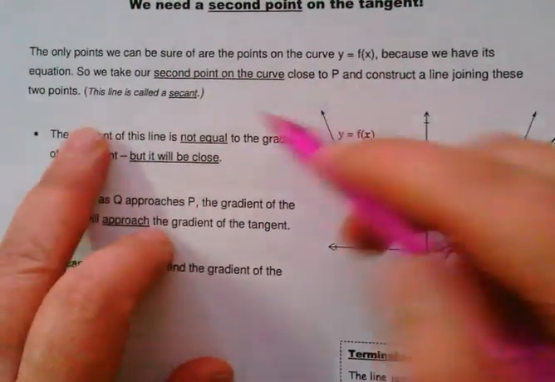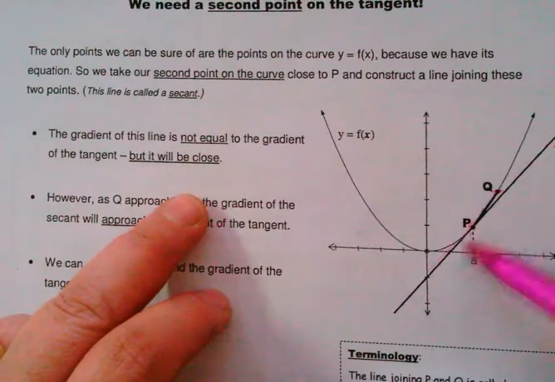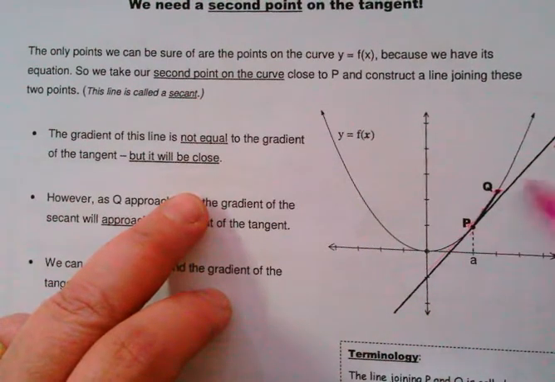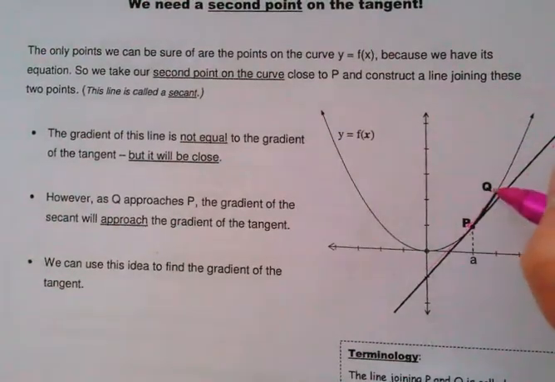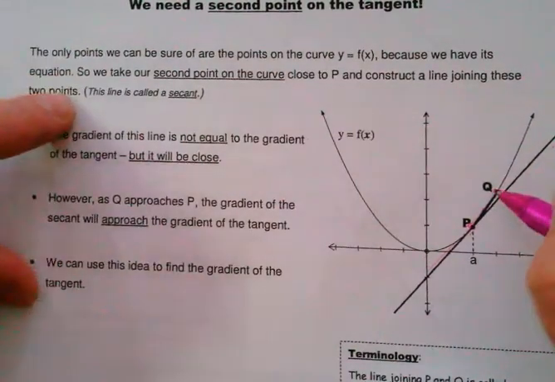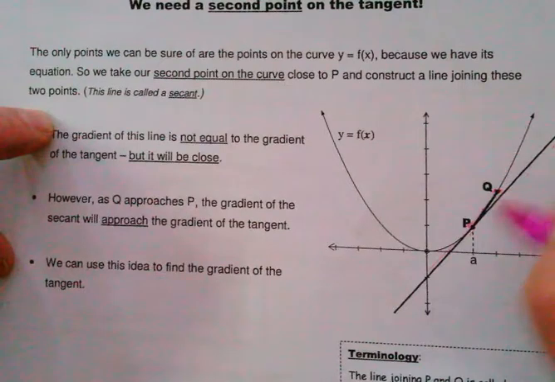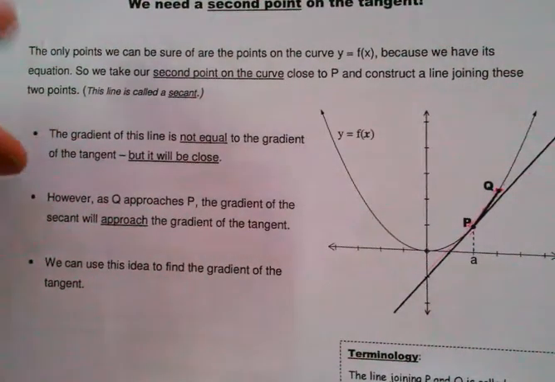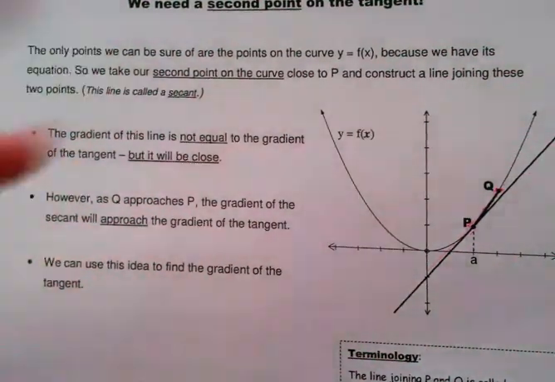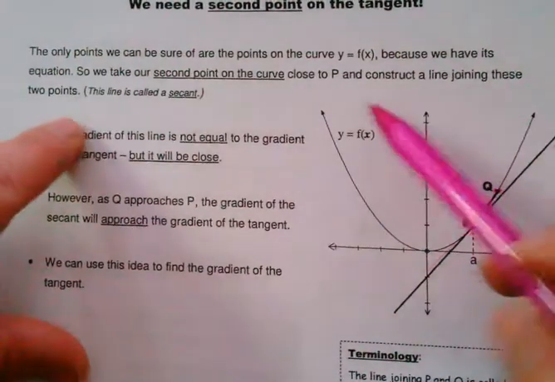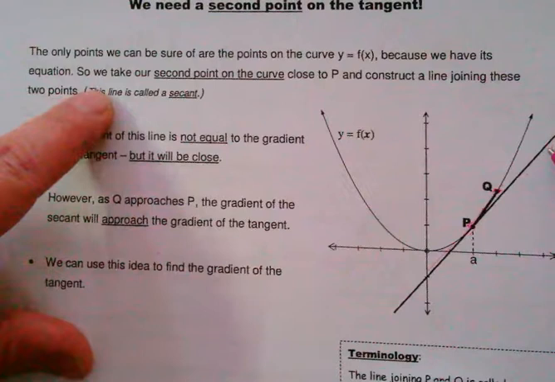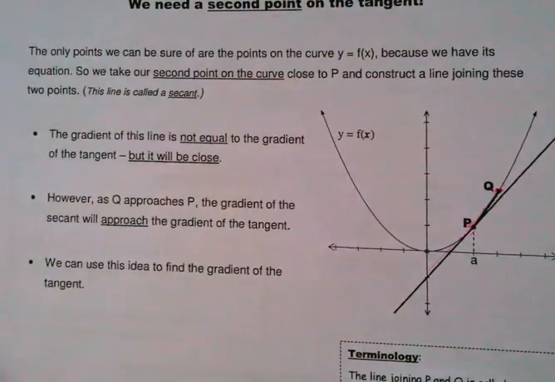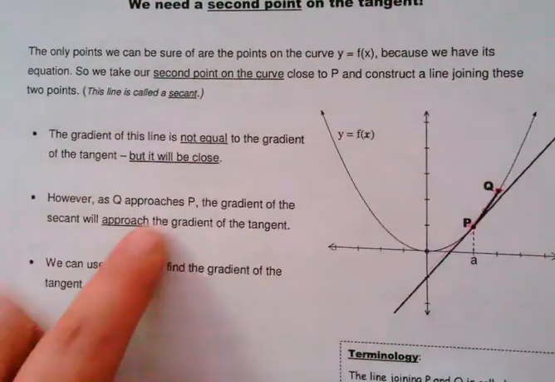You can't put 2 points on the tangent, so we put 2 points on the curve. One point is P, and the other is a second point close to P, point Q. So we can calculate the gradient of that. We're not actually going to be doing it yet. We know that the gradient of PQ is close to the gradient of the tangent. Now PQ, just like in circle geometry, is called a secant.